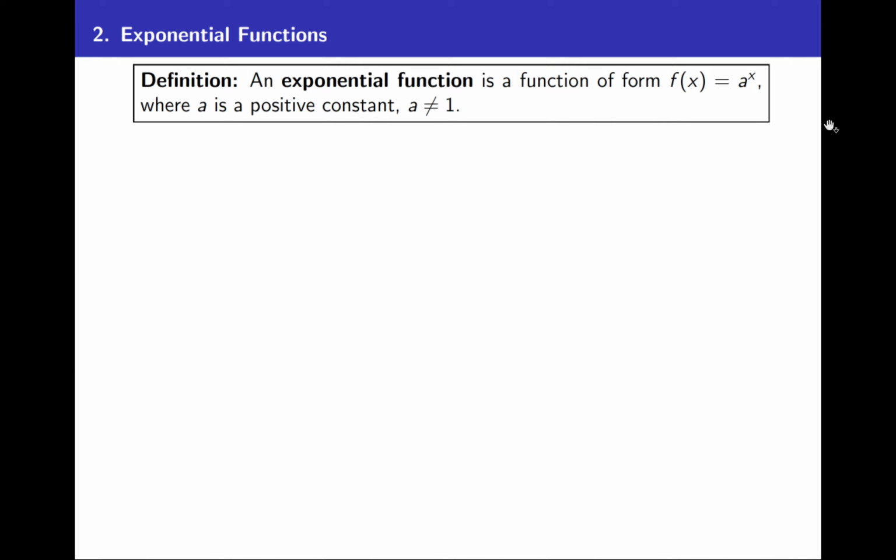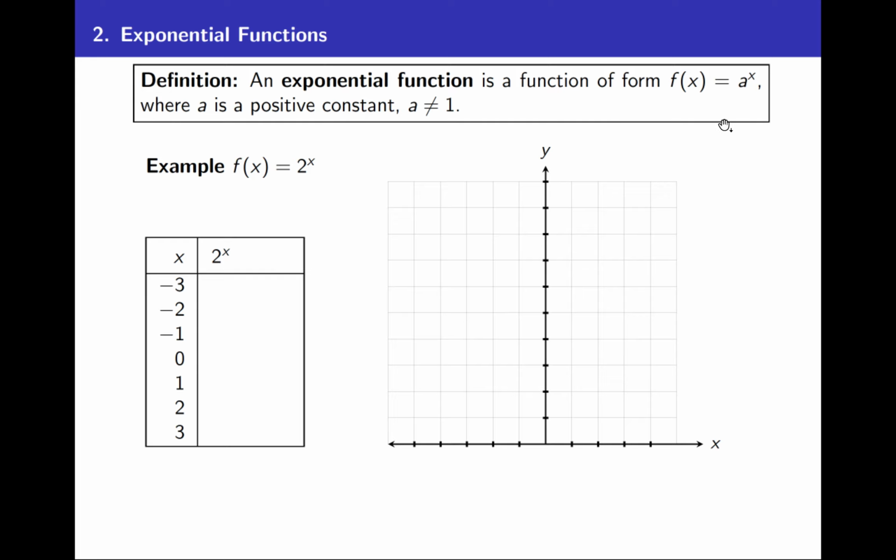So let's look at some examples of exponential functions. Our first example is f of x equals 2 raised to the power of x. Let's think about what the graph of that exponential function would look like. We can fill out a chart and plot some points and connect the dots to get a feel for what this graph is. So I've picked some x values from -3 to +3, and we'll work out 2 to the power of x. When x is -3, 2 to the power of -3 would be 1 over 2 cubed, and that's 1/8.